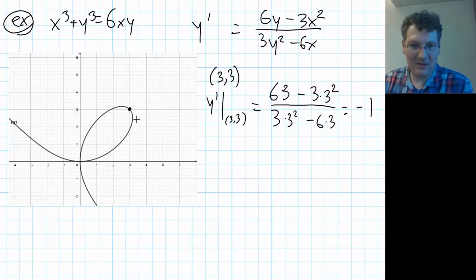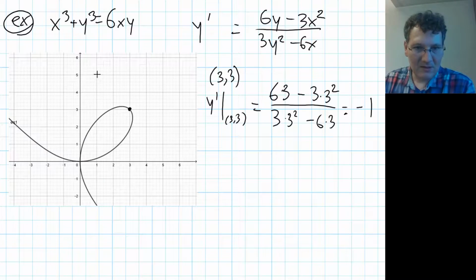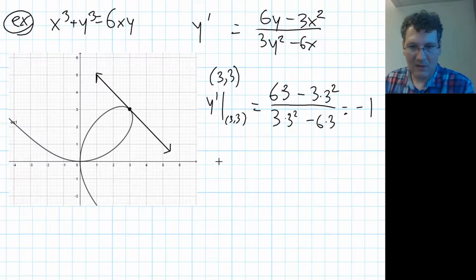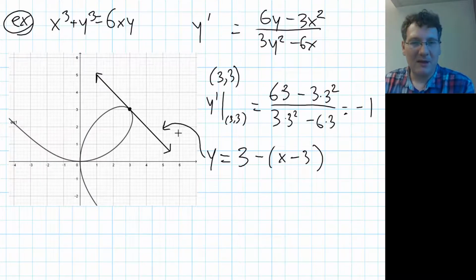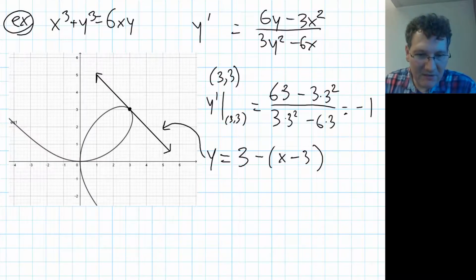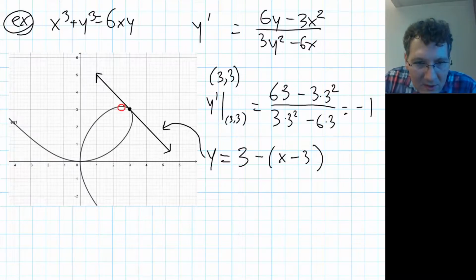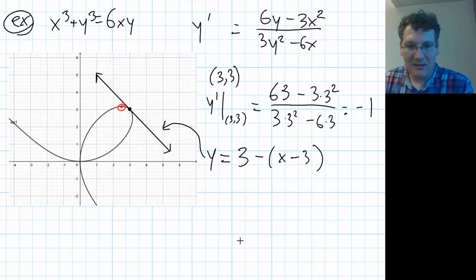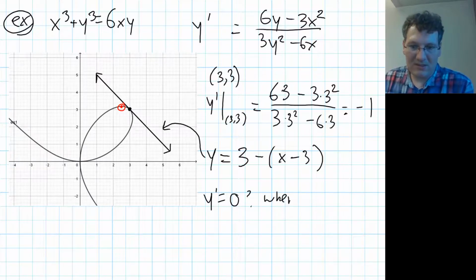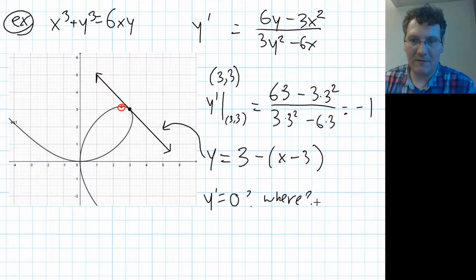And so the tangent line, say this tangent line here, is y equals 3 minus (x minus 3). That's the equation for that line. And if I'm interested in finding this point, I can see that right over here there's a point where the tangent line slope is 0, well, you can solve for that.